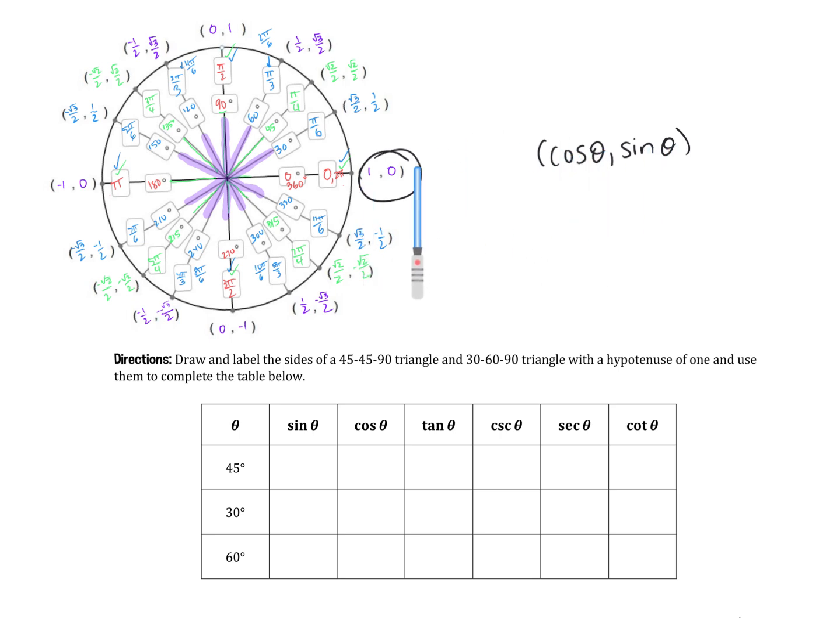1 is equal to cosine of theta, 0 is equal to sine of theta. Similarly, for this point, we know that cosine of theta is root 3 over 2 and sine of theta is 1/2. So we can use that to actually help us identify all 6 trig functions.